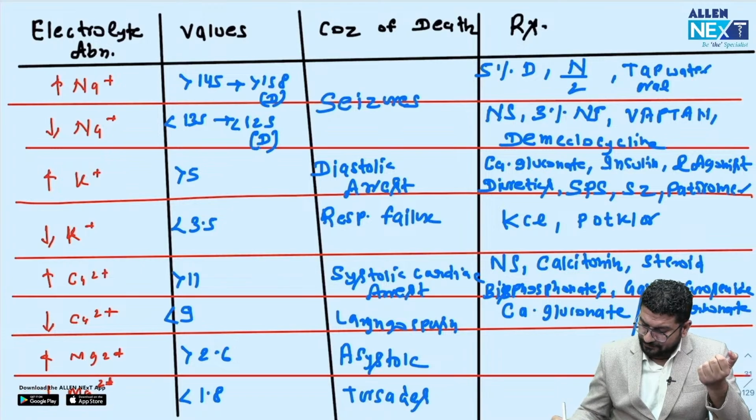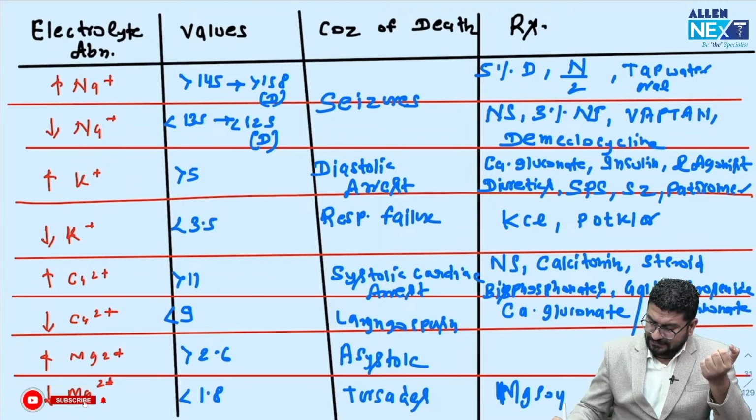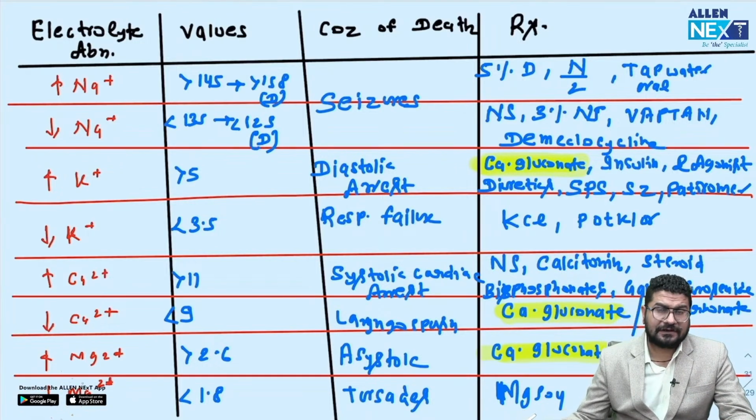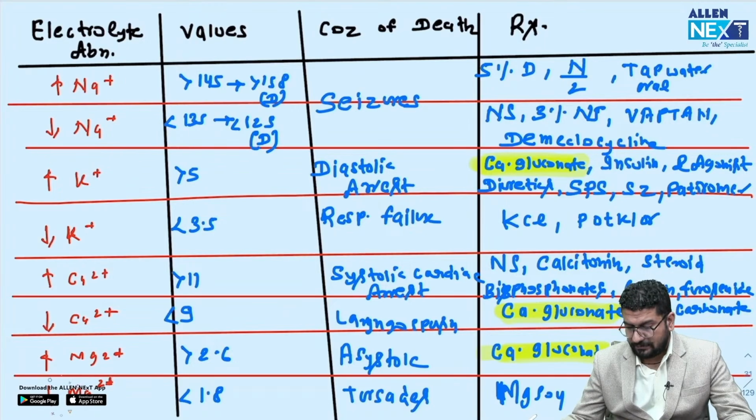So again, treatment of the hypo part is simple. In case of hypo, we will use MgSO4. But in case of hyper, we will use calcium gluconate. So you can notice here, calcium gluconate we are using in 3 conditions: hypermagnesemia, hypocalcemia, and hyperkalemia. In all these 3 conditions, it is considered the drug of choice. So this is a quick summary of what you have to remember.